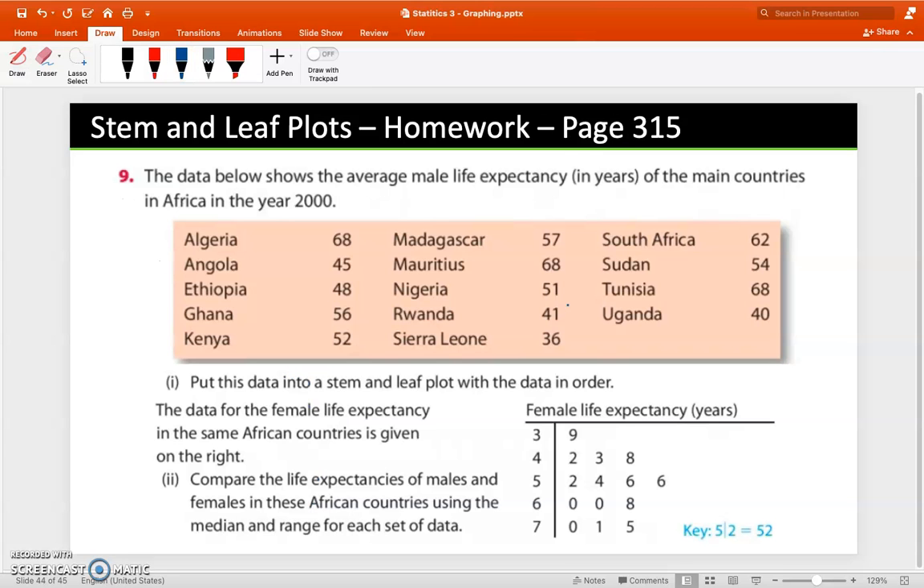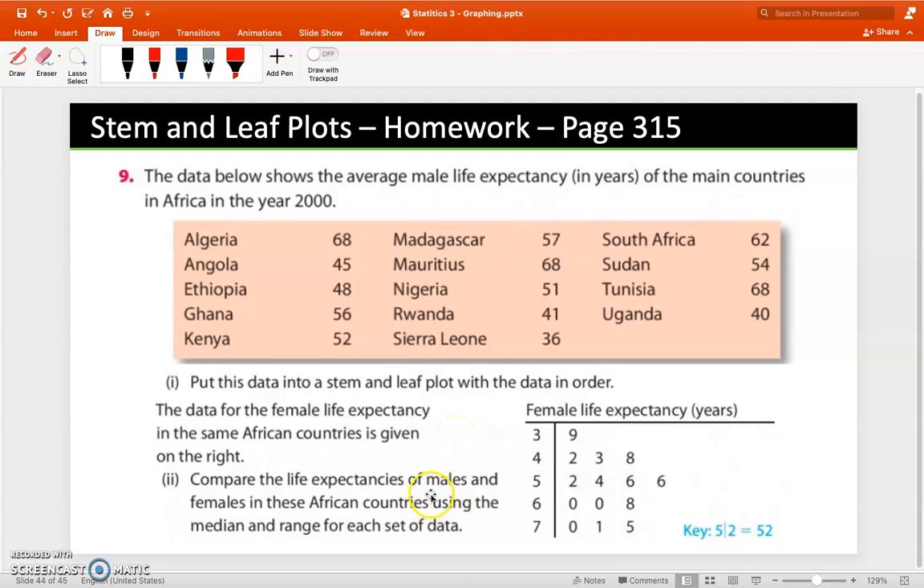Next up then is just another question where this is a regular stem and leaf, so it's just a normal one. You don't have to do a back-to-back. And then it says to compare. So this is the male life expectancy in South African countries. This is the female life expectancy. So it just says to compare.